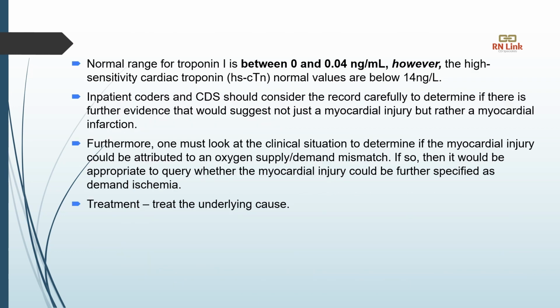Normal range for troponin I is between 0 and 0.04 ng/mL. However, for high-sensitivity cardiac troponin, HSCTN, normal values are below 14 ng/L. Inpatient coders and CDS should consider the record carefully to determine if there is further evidence that would suggest not just a myocardial injury but rather a myocardial infarction.